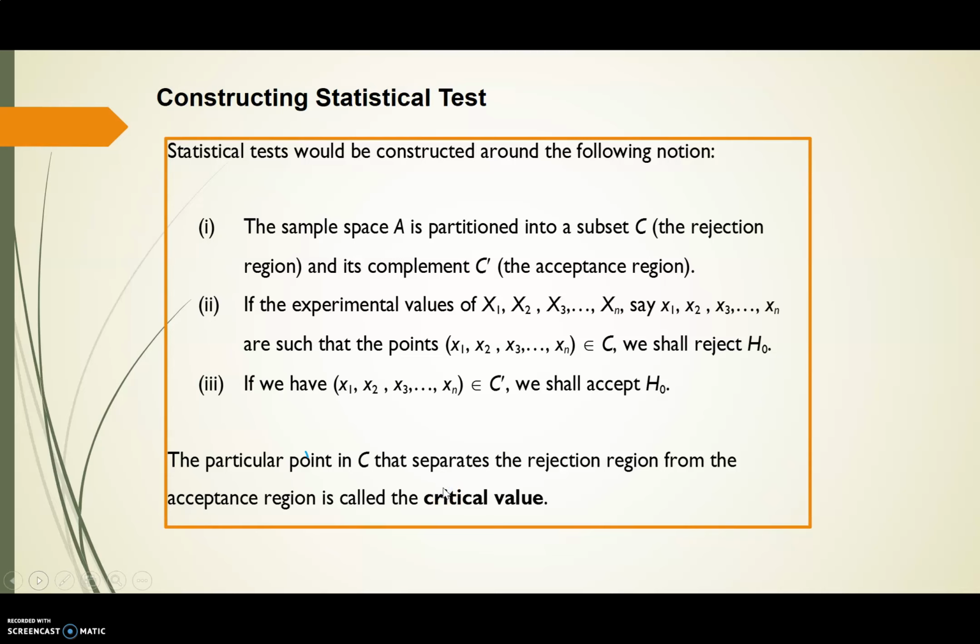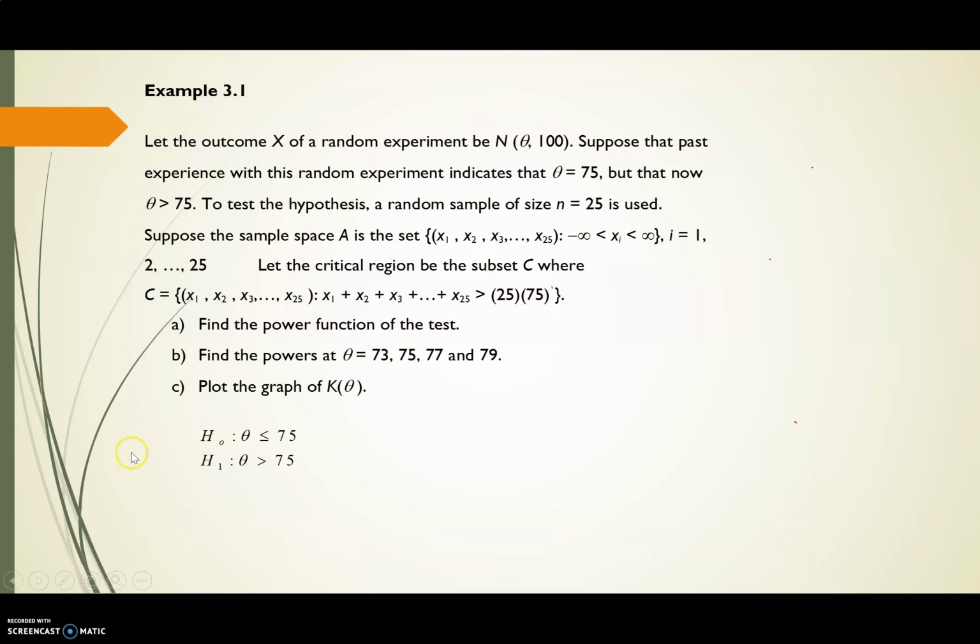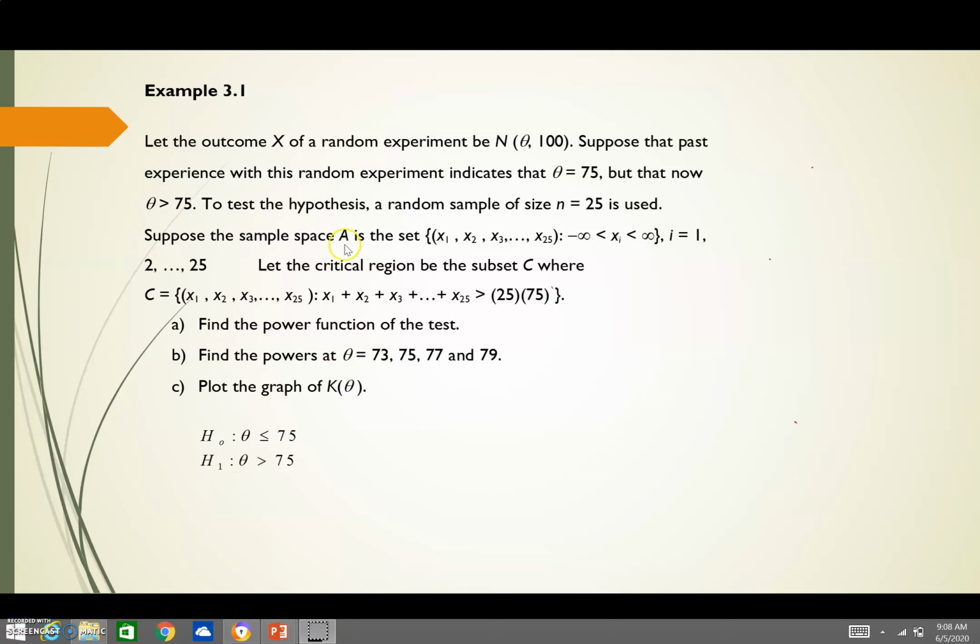Let us refer to the first example. This is an example of a random experiment coming from a normal distribution with mean theta and variance 100. Suppose that past experience with this random experiment indicates that theta is equal to 75, but that now theta is greater than 75. To test this hypothesis, we take a random sample of size n equals 25. Let the critical region be the subset C, where C is the set where the summation of xi, x1 through x25, is greater than 25 times 75.